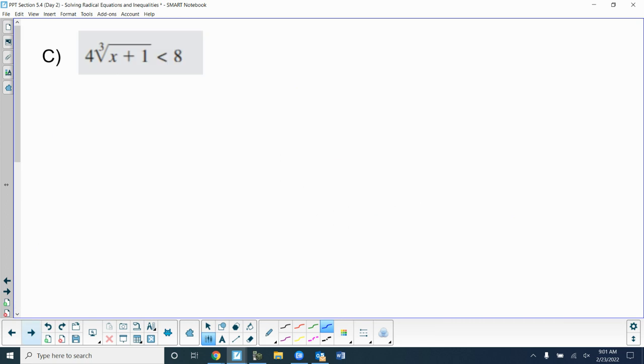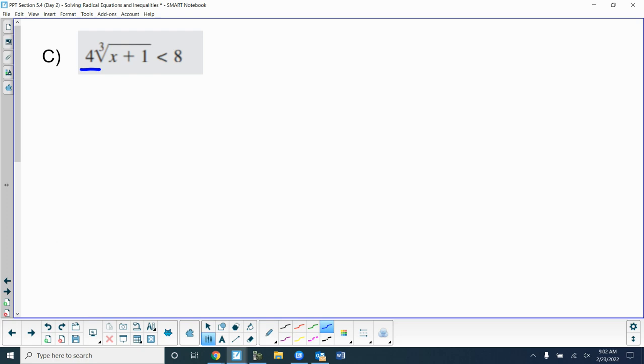All right, what do we have to do here? Do I have to worry about being greater than or equal to 0 underneath? No. Why? Because what type of index? Odd. Remember? Even indexes, we have to do the greater than or equal to 0. So the square root ones, greater than or equal to 0. The cube root ones, we don't have to worry about that step.